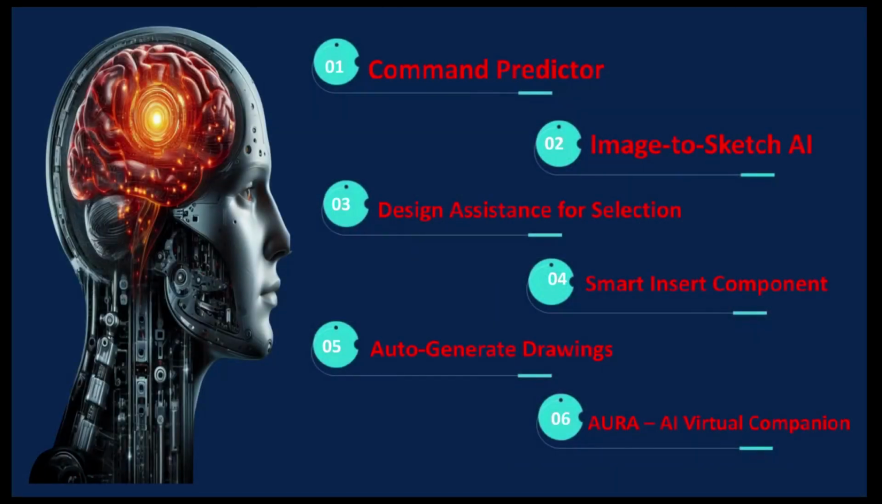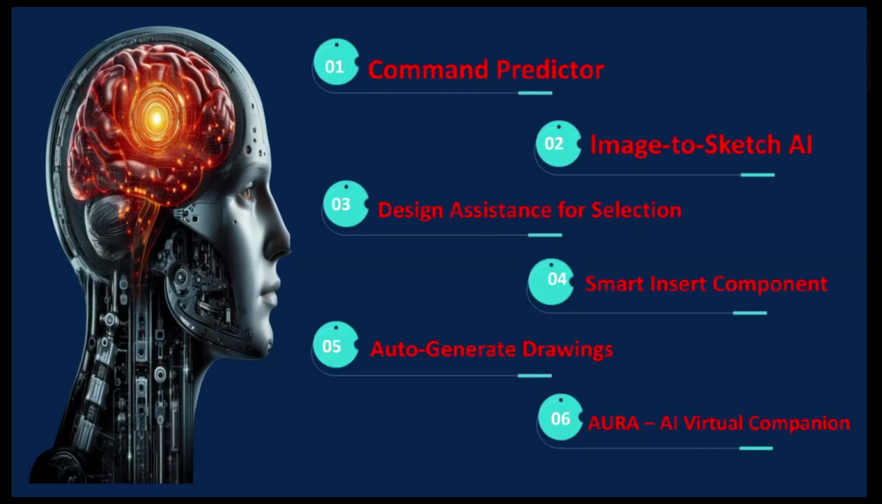SolidWorks now includes 6 core AI-powered productivity accelerators, each addressing a specific bottleneck in the design cycle. First one is the command predictor, where SolidWorks predicts the next possible command that you are going to use in your designs. Next one is Image to Sketch AI, which will convert your images to sketches. Previously it was also there, but from the new version of SolidWorks, it has evolved with mechanisms also. Next, design assistance for selection, where it assists you with different selections based on your requirement, and smart insert components, auto-generated drawings, and Aura, a virtual companion.